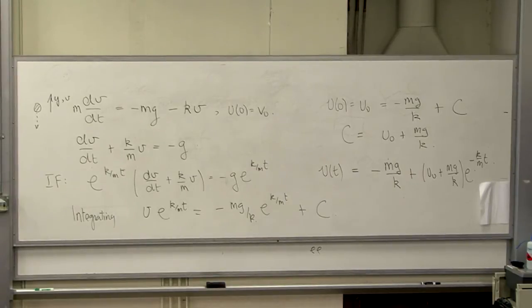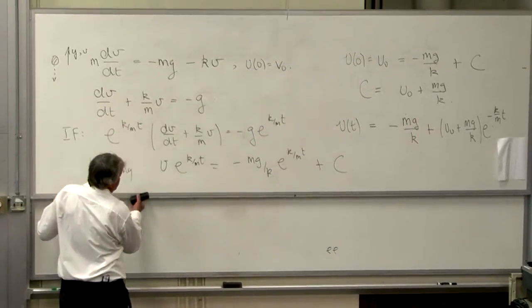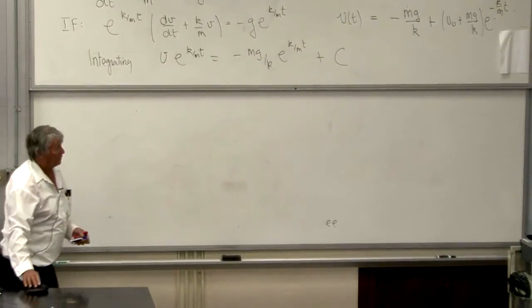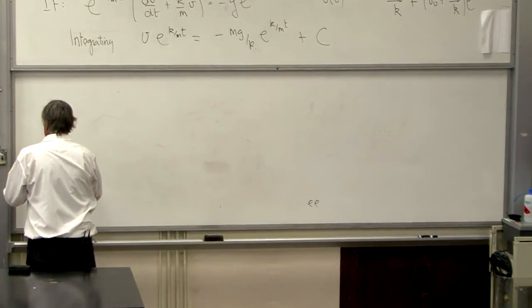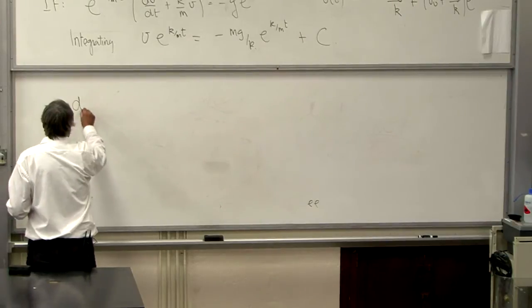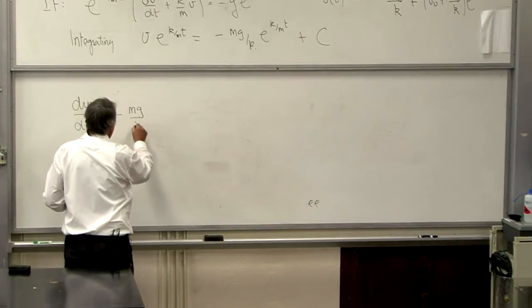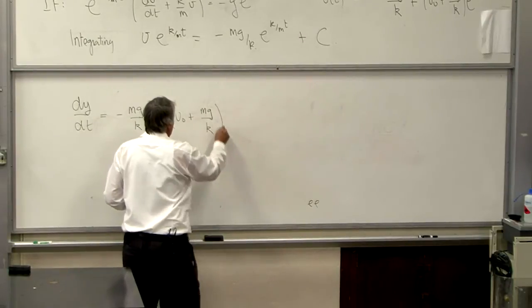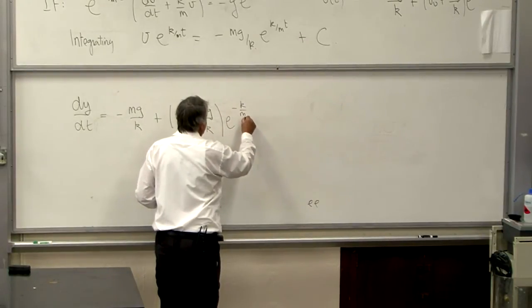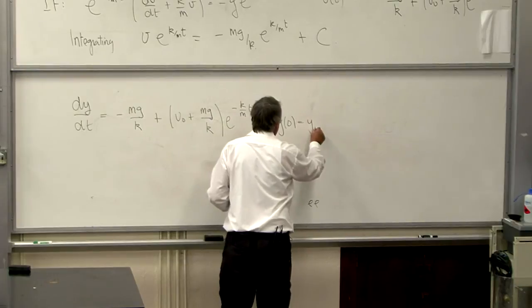How do we find y? How do we find the position? Well, we have the velocity. So to get the position, we just use the fact that dy by dt is v. So we have that dy by dt equals minus mg over k plus v0 plus mg over k e to the minus k over m t. And we have y of 0, we'll say started at y0.